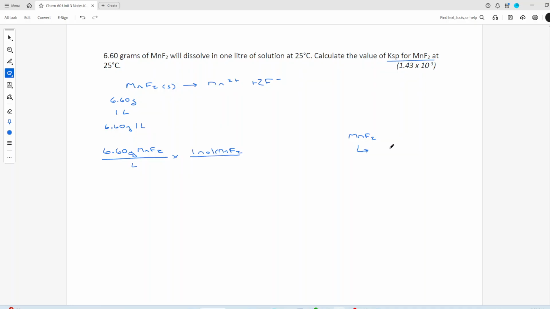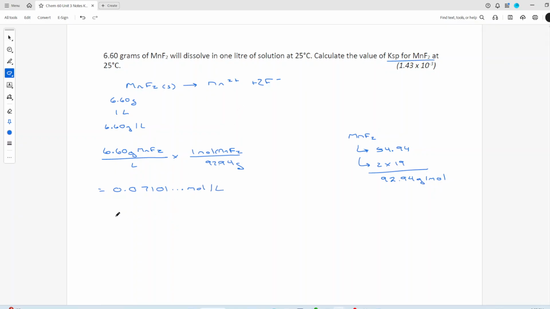is made up of 1 Mn, which you look up on your periodic table, and it has a molar mass of 54.94. And then 2 fluorines, which each weigh 19, gives you a total molar mass of 92.94 grams per mole. So 1 mole weighs 92.94 grams. And so I'd plug into my calculator 6.60 or 6.6 divided by 92.94, which is 0.07101 ... moles per liter.